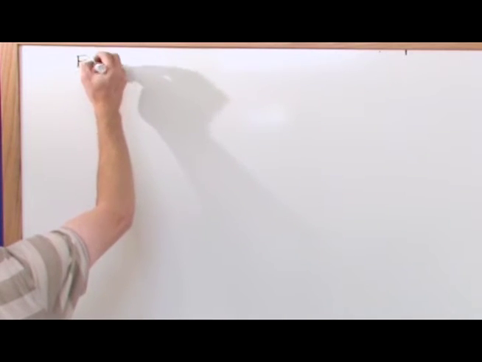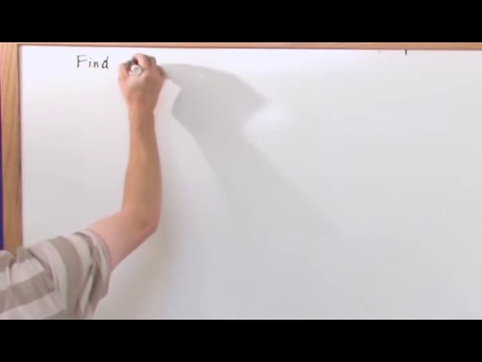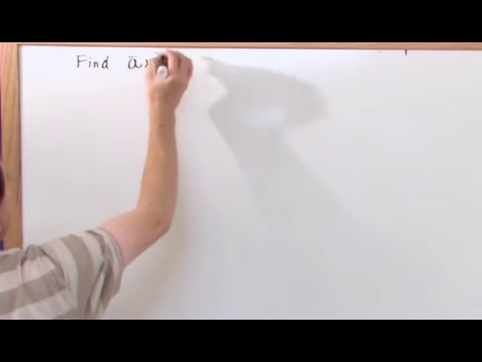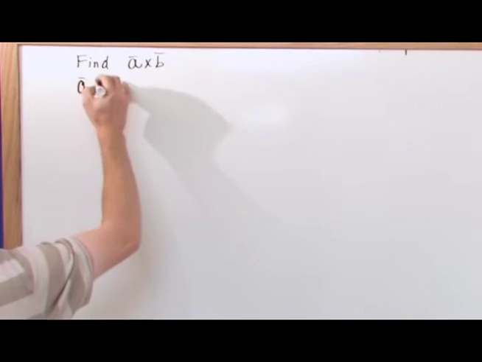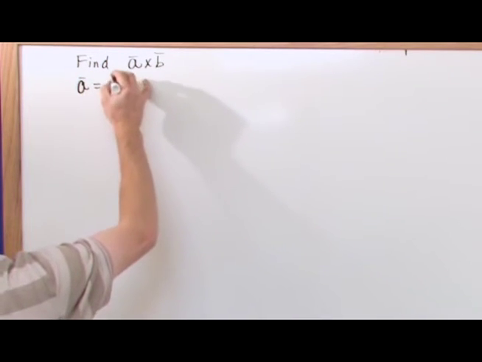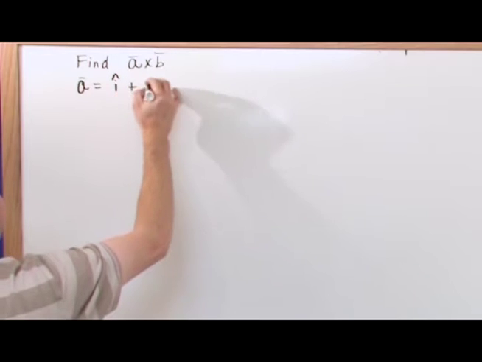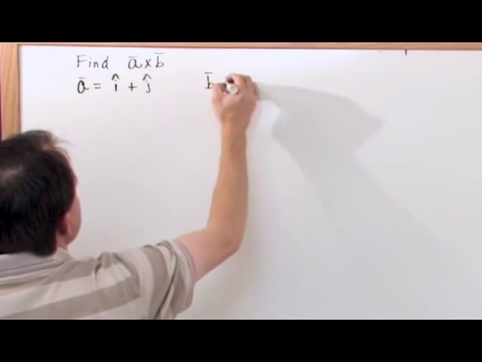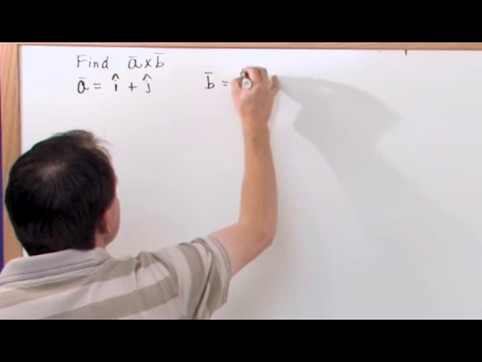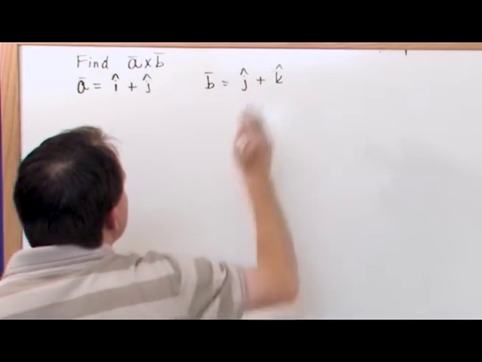Okay, so for the first problem, simply put, the problem is going to say find A crossed with B, which is the cross product of these two vectors. We know it's going to return a vector. We want to find out what that is. The A vector is given by I hat plus J hat, okay? And the B vector is given by J hat plus K hat, okay?